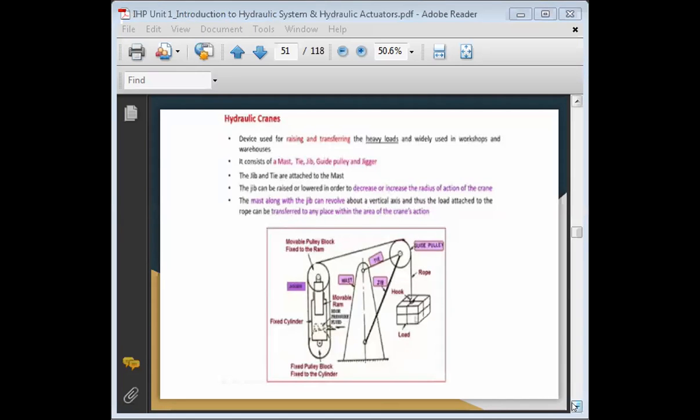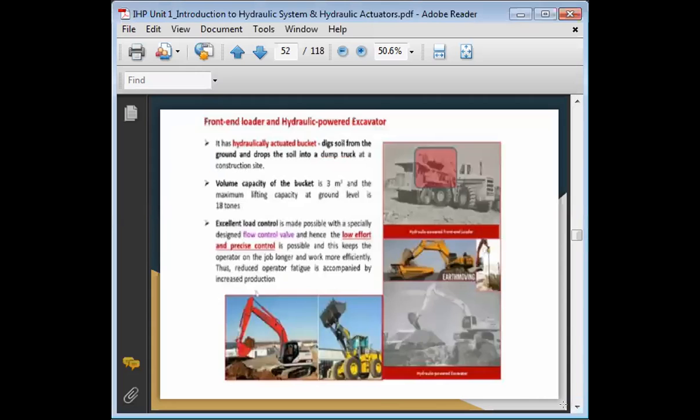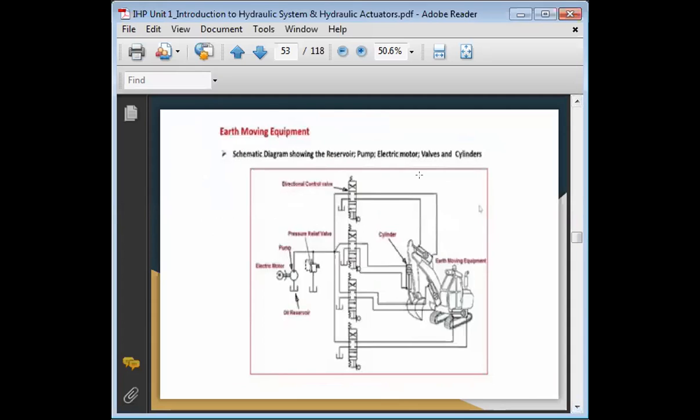We'll go for the next one also. See, once again I have repeated the front end loader and hydraulic powered excavator. You can see the front end loader. This is a front end loader. These are the hydraulic powered excavators. Then earth moving equipment.